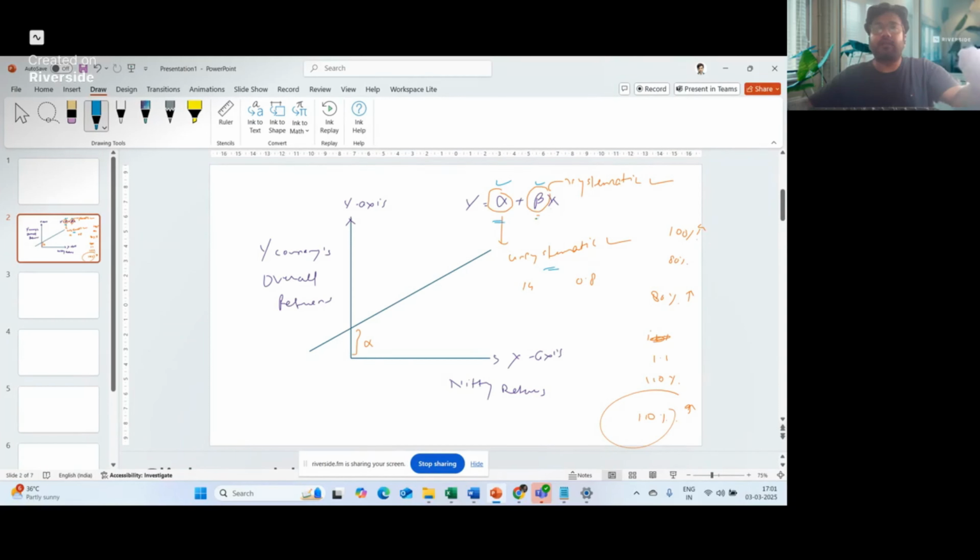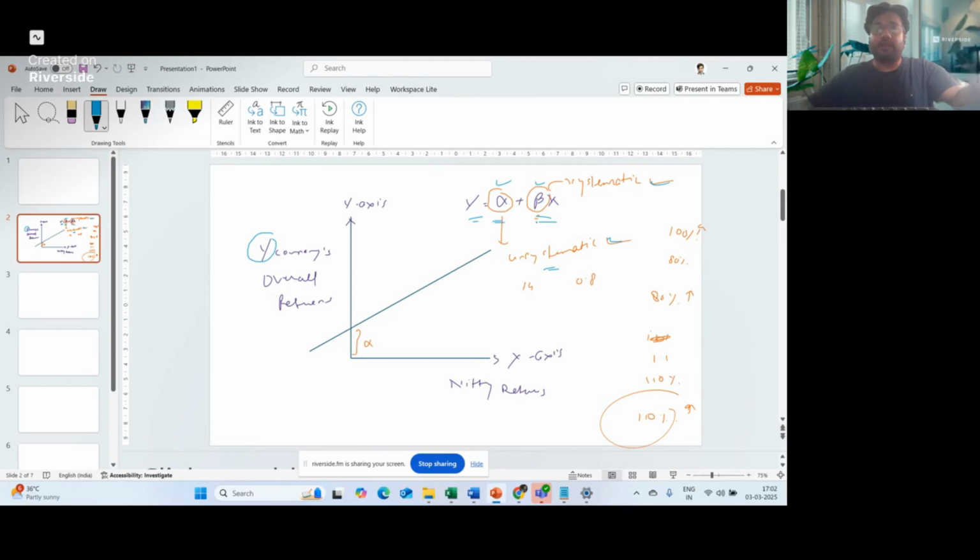This is called your systematic risk, and the returns associated with this unsystematic and systematic risk are called your unsystematic returns and your systematic returns, right? So your Y, which is your overall Y company's overall returns, the company wherein you're trying to invest in, right, is equal to your unsystematic returns plus your systematic returns.